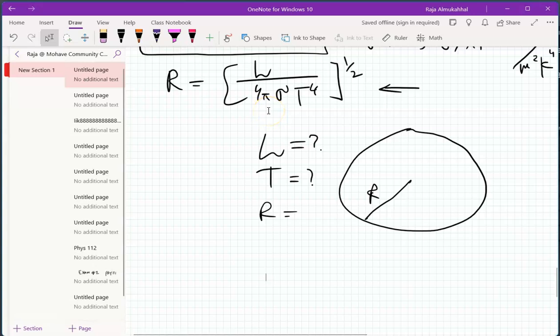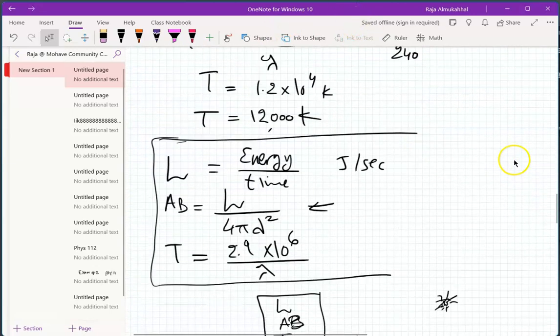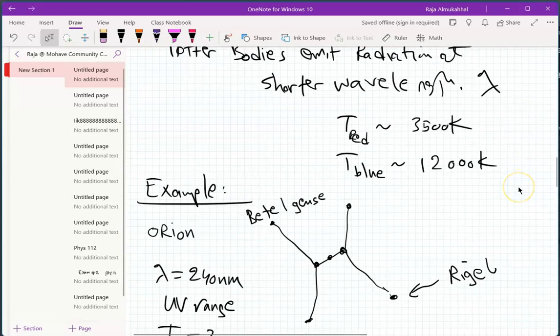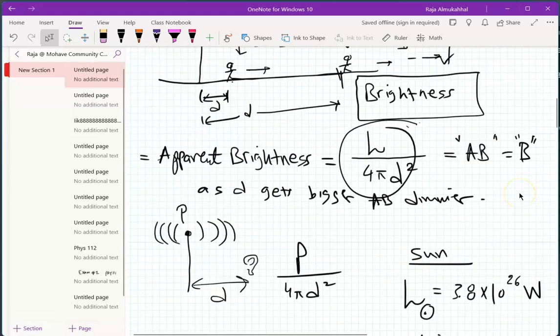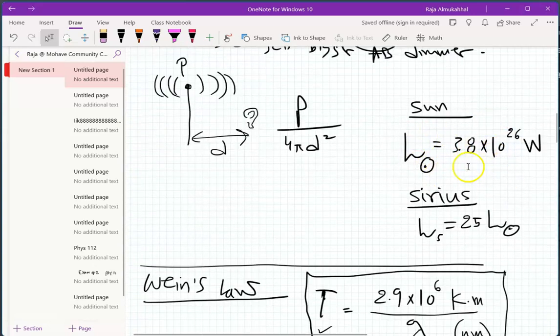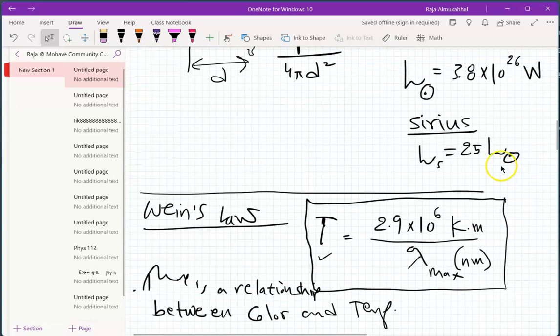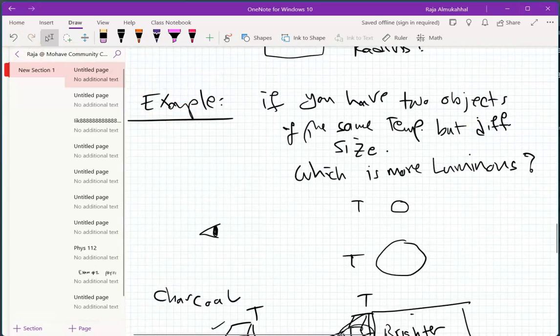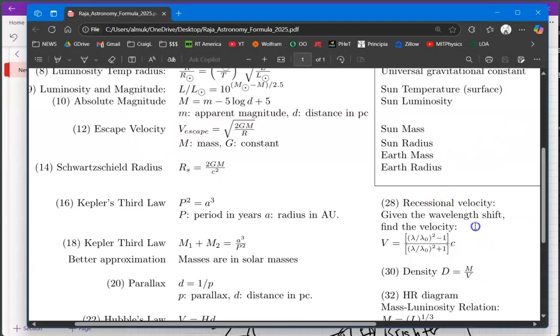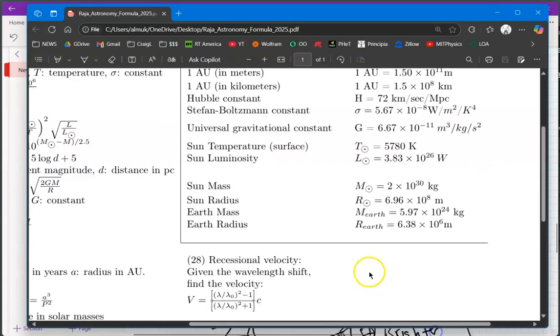That's one of the reasons why this formula is very, very useful. So let me give you an example. Let's apply this to the sun. Remember, if you go back to the beginning of the video, we said that the luminosity of the sun is equal to 3.8 times 10 to the 26. So let's prove that this is true. You can also find it in the formula sheet right here.